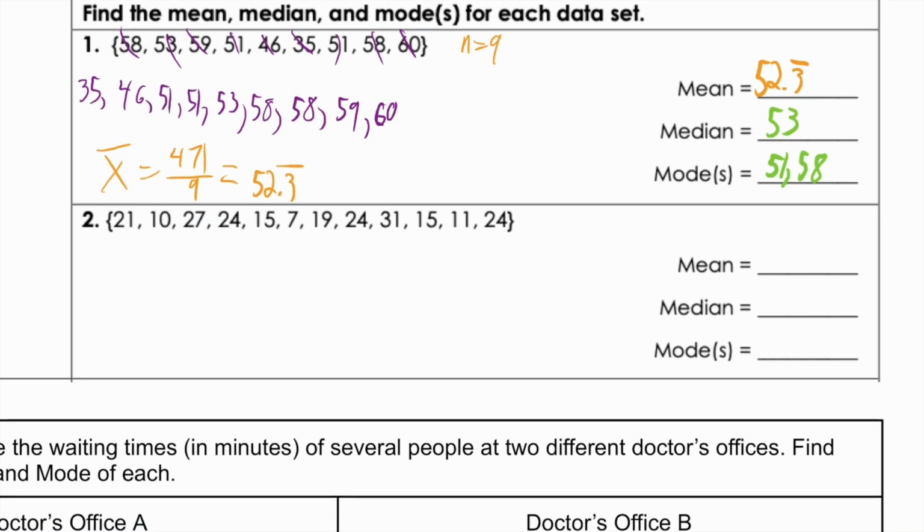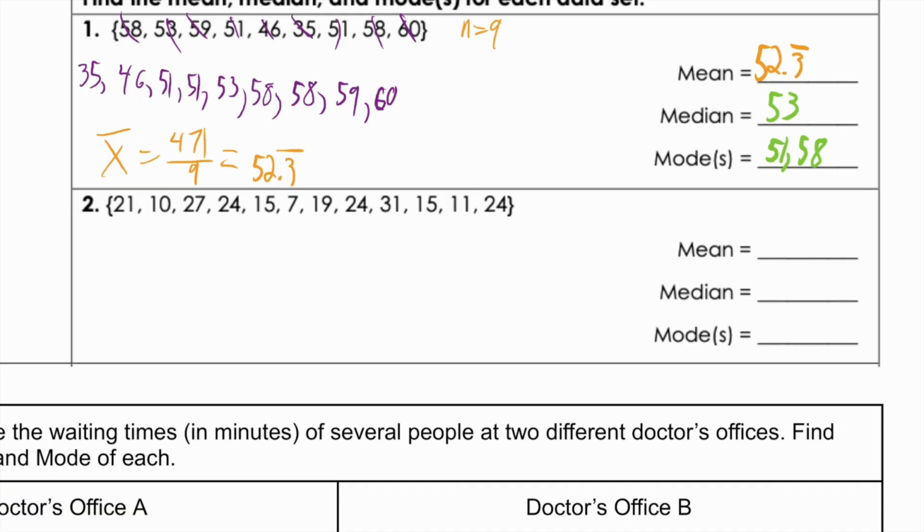And now we'll do the exact same thing for number 2. So we'll order these least to greatest. So starting with 7, and then proceeding to 10, and then 11, 15, and 15 again, and 19, and 21, 24, 24, and 24, 27, and 31.